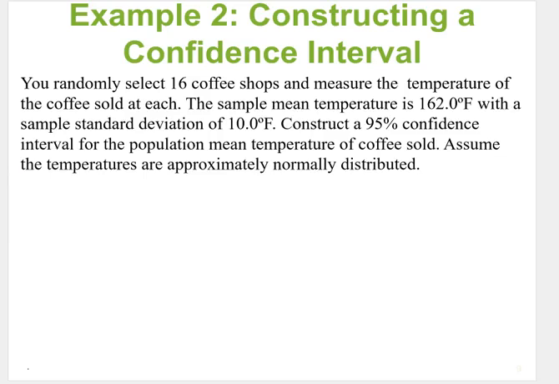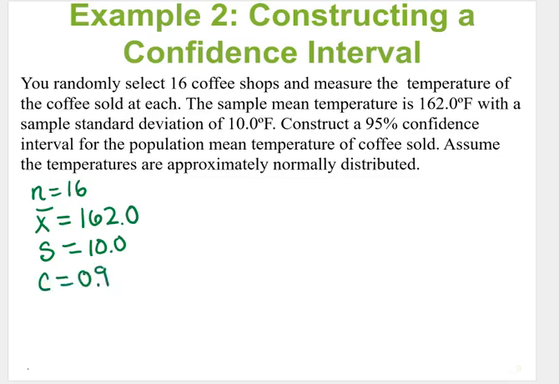If you randomly select 16 coffee shops and measure the temperature of the coffee sold, our n is equal to 16. I'm going to write down all the pertinent information as I read along. The sample mean, the x bar, is 162.0 degrees Fahrenheit with a sample standard deviation, nice of them, they gave us S, of 10.0 degrees. They want us to construct a 95% confidence interval, so our c is 0.95, for the population mean of the coffee sold. Assume the temperatures are normally distributed.